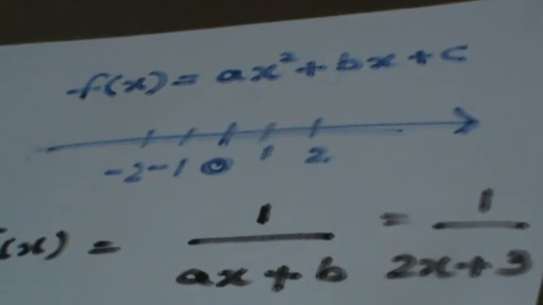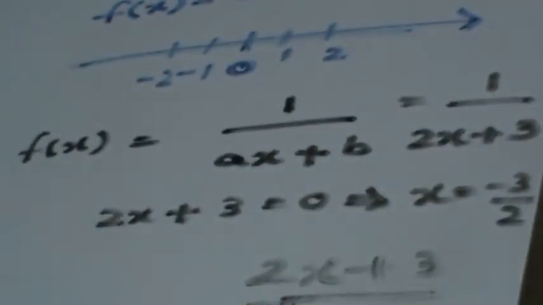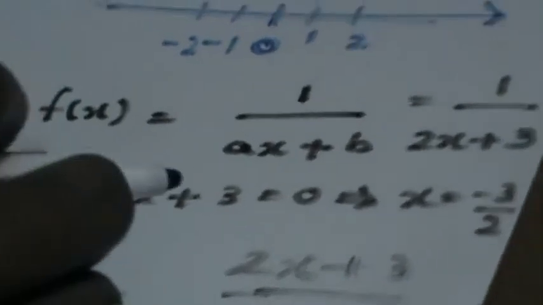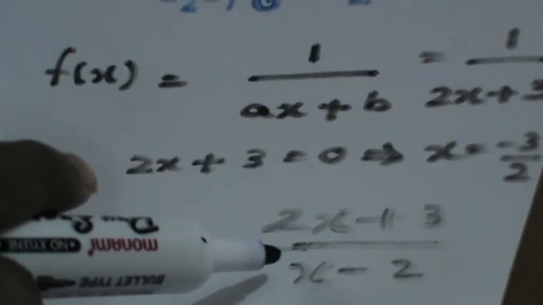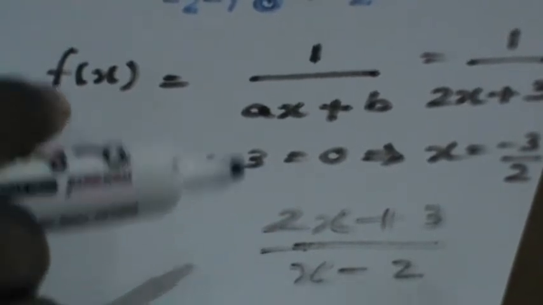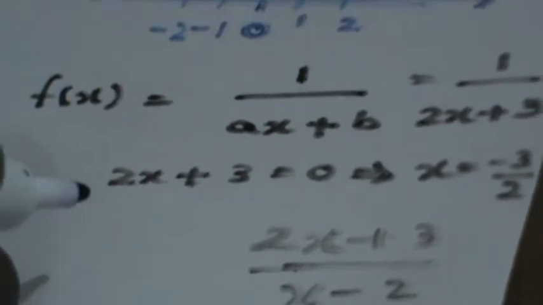But in the other cases, x cannot be defined here when it is equal to minus 3 by 2, and here when x is equal to 2. So x equals 2 should be removed from the domain of the function. x equals minus 3 by 2 is somewhere here on the number line, so we have to remove this. Values from minus 3 by 2 to minus infinity, excluding minus 3 by 2, and from minus 3 by 2 to positive infinity, excluding minus 3 by 2, should be taken.